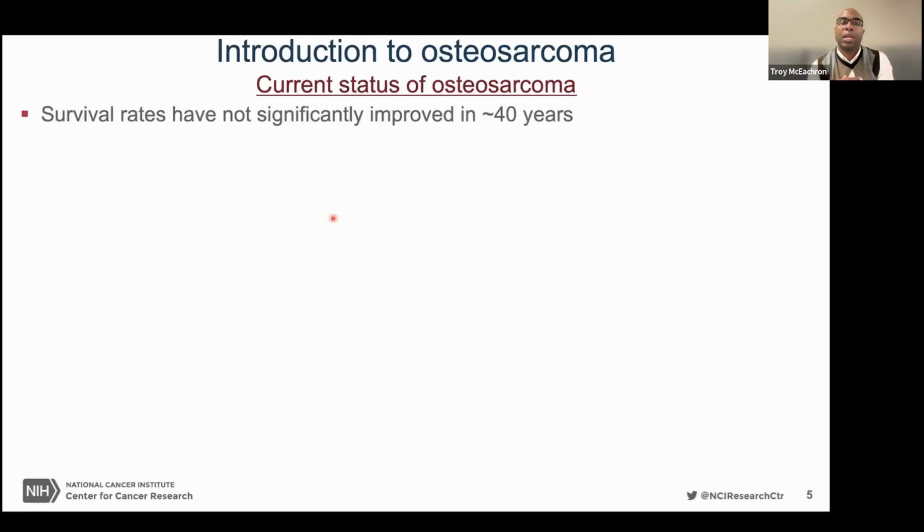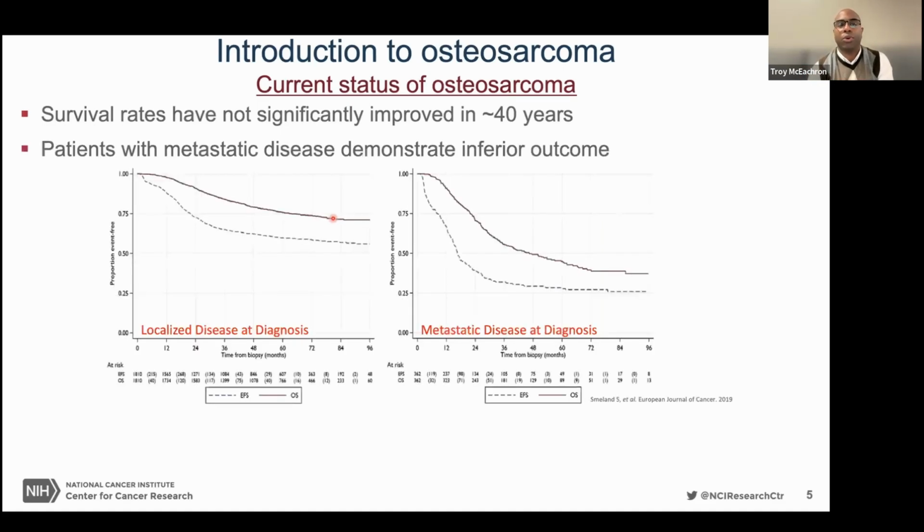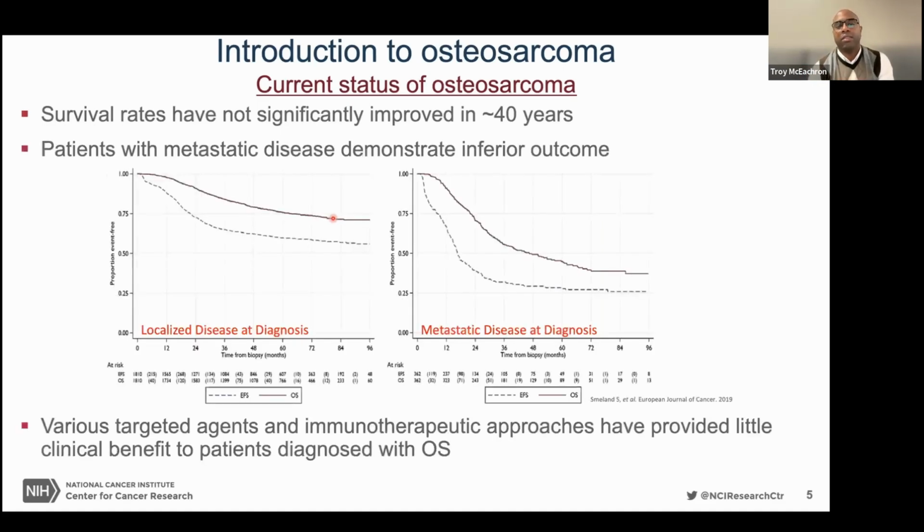From the current status of osteosarcoma, survival rates have not really improved in over 40 years. What this means is that patients with metastatic disease actually have an inferior survival, and this is an unmet medical need. So this is where my laboratory hangs our hat. We really want to understand what is going on in the metastatic context.